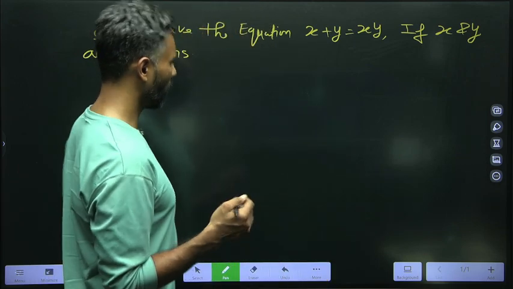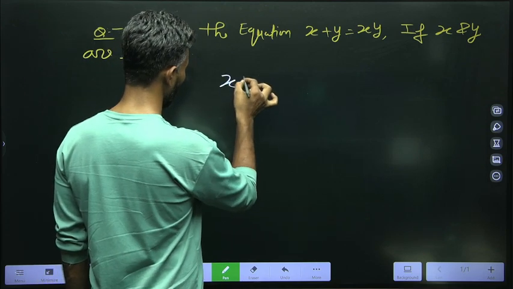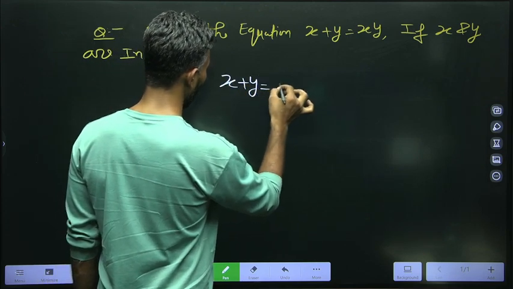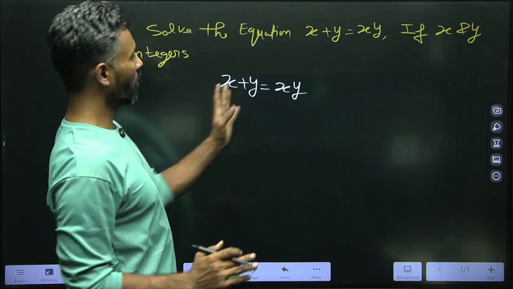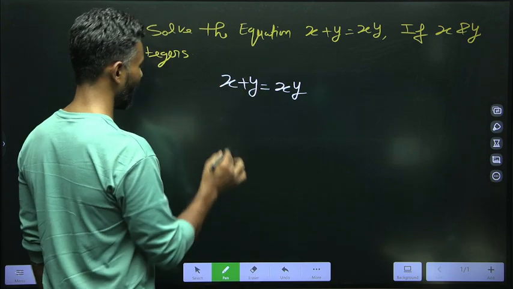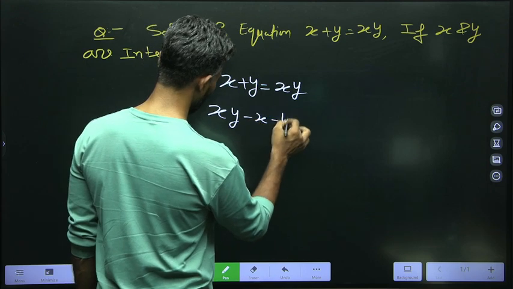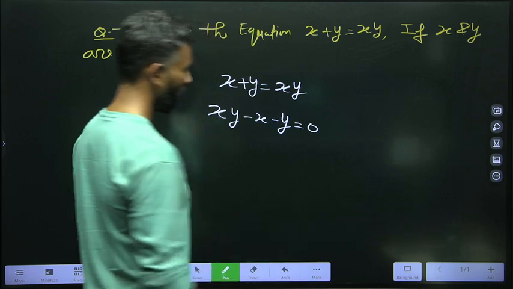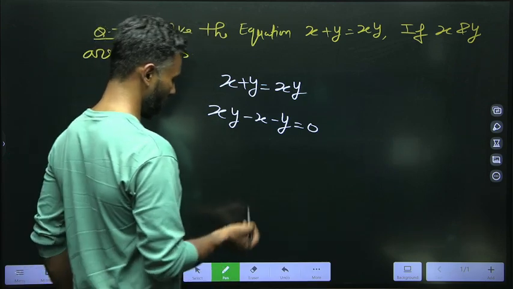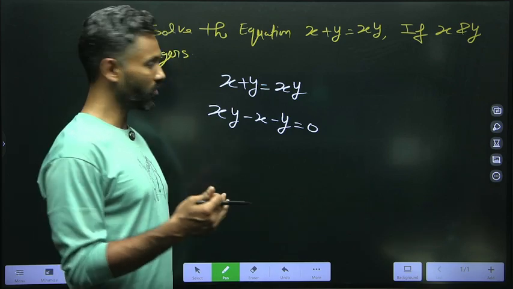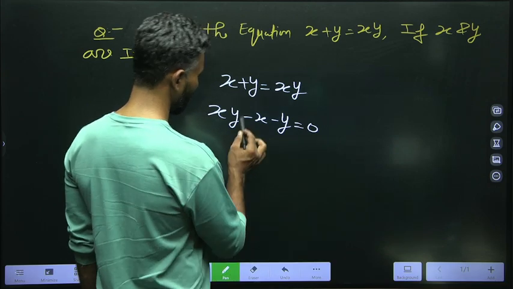And how are we going to simplify this? This is quite simple. As it is written here, x plus y equal to xy. So I'm going to take all the values to the right hand side. So can we say that xy minus x minus y equal to 0? We can say that. Now there are three terms. If I choose the first two terms, we can take x as a common value.